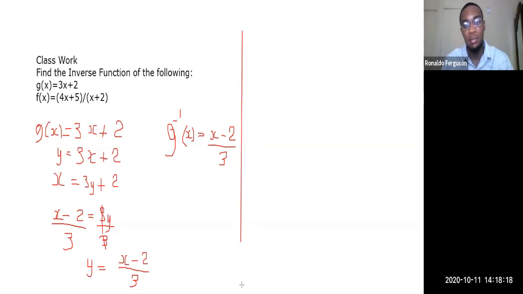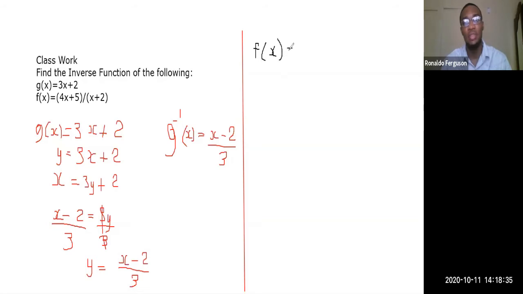Now let's look at the second example. The second example is a bit more challenging because it's a rational function, and it tells us that f of x is equal to 4x plus 5 over x plus 2. So it's 4x plus 5 divided by x plus 2. That is f of x. Now we need to find f inverse of x.